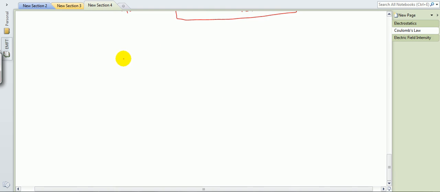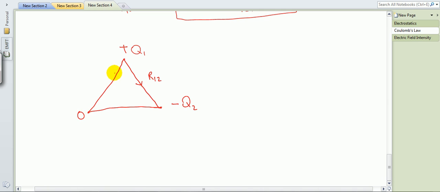Now if I take one positive charge and one negative charge, suppose this is plus Q1, just to show that it is positive, and here I have taken minus Q2, and they are placed with respect to the origin. Here if I show, this will again be R12, and here this is the origin, this will be R1 vector, this will be R2 vector. So the force on Q2 due to Q1 will now be in this direction, it will attract, this will be F12.